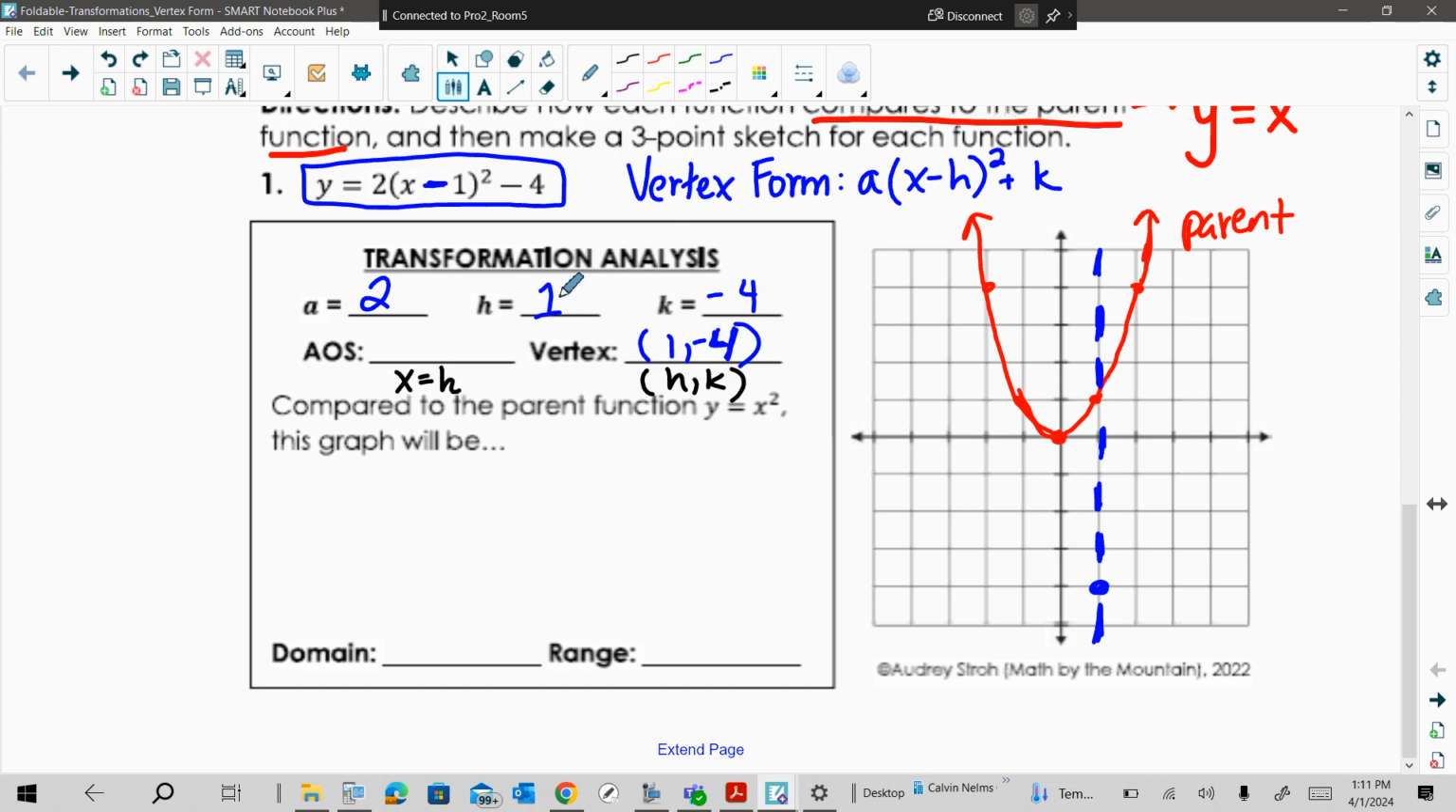And our h was -1. So this would be, it was 1. So x equals 1. That's where that vertical line is. I'm just going to write AOS. That's our axis of symmetry.